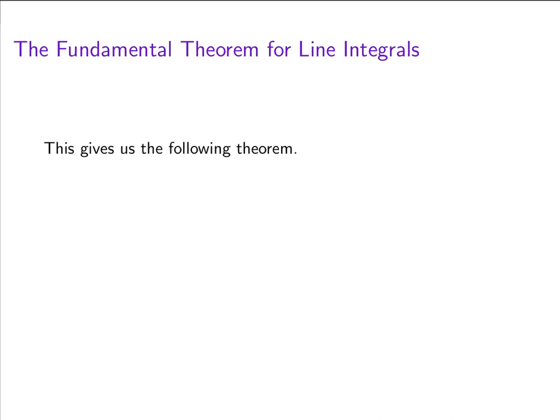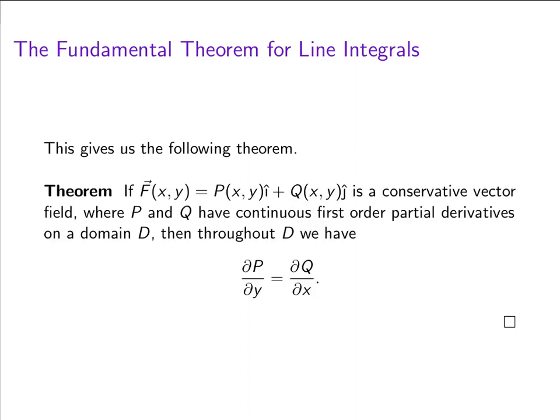All right, so that's going to give us a theorem. The theorem says that if you have a vector field F with components P and Q, and if it's conservative, and let's also suppose that P and Q have continuous first-order partial derivatives on some domain D, then throughout that domain, we have that the partial derivative of P with respect to y is equal to the partial derivative of Q with respect to x.